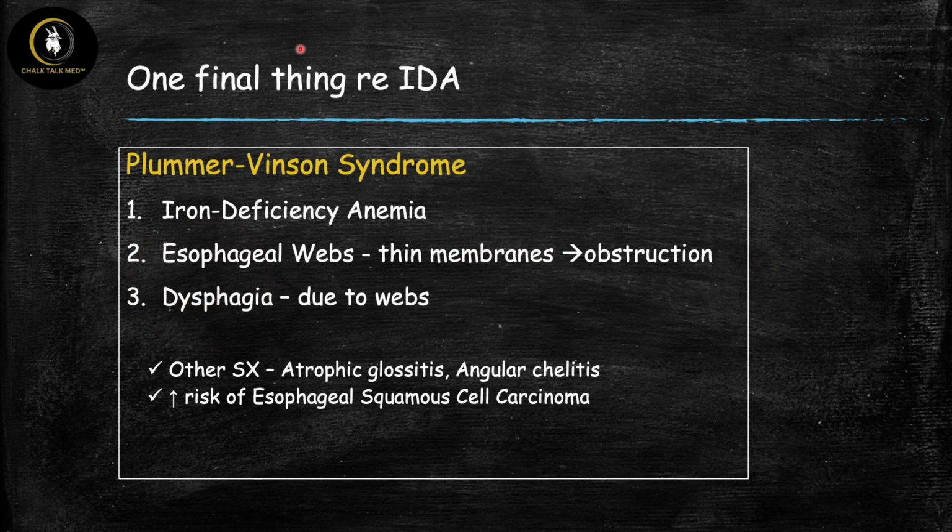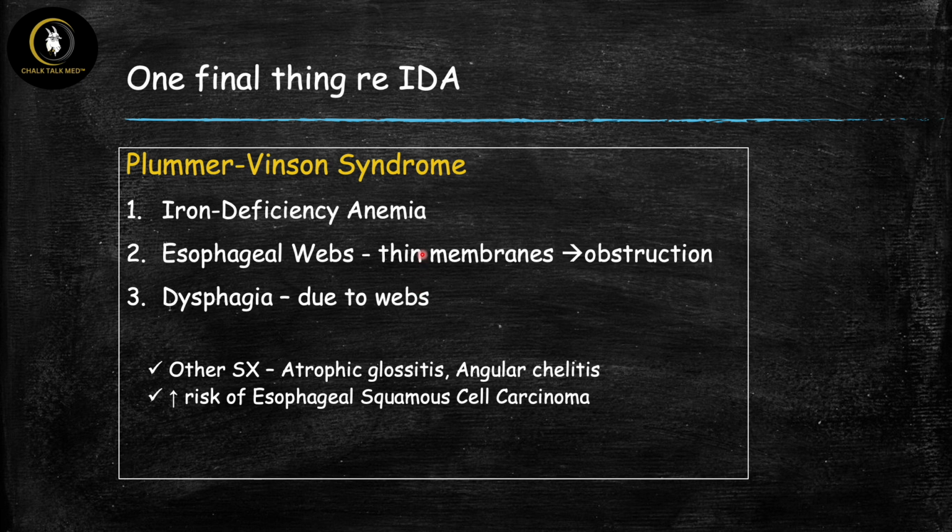All right, and let's finish with one final thing about iron deficiency anemia. This one is a very rare condition clinically, but it does show up on board exam questions. It's called Plummer-Vinson syndrome. It's a classic triad of iron deficiency anemia, esophageal webs, which are thin membranes in the esophagus that can cause obstruction, and dysphagia, which is difficulty swallowing, caused by those esophageal webs. Now, the exact linkage with the iron deficiency anemia isn't clear here, but it's thought that the anemia is more likely the cause of these esophageal problems, not the consequence.